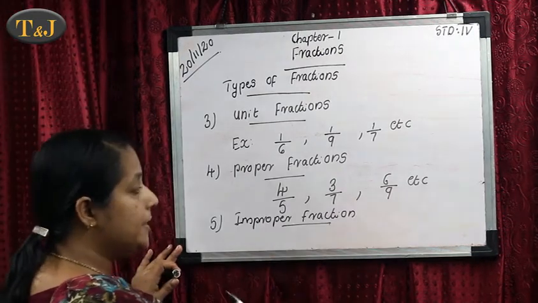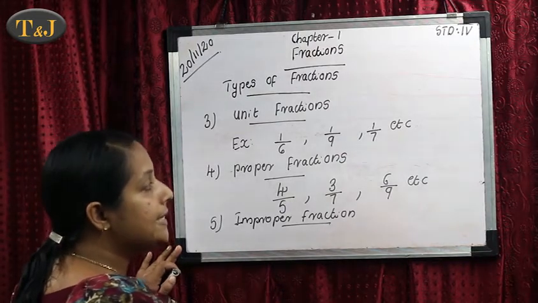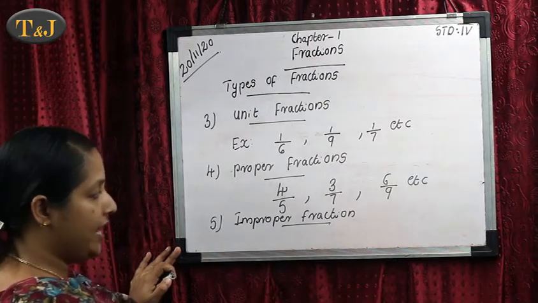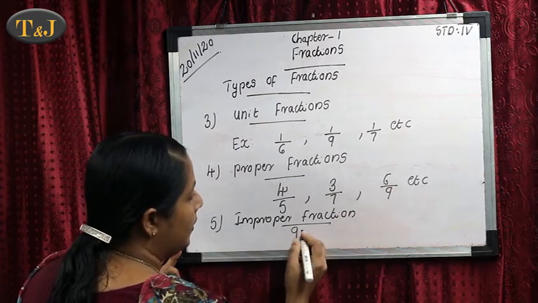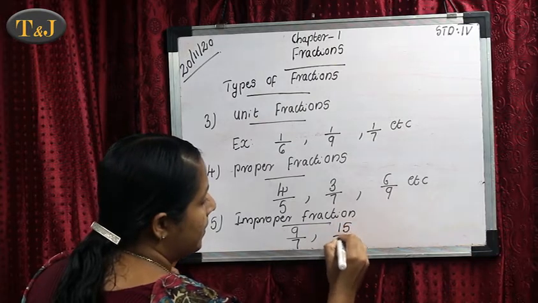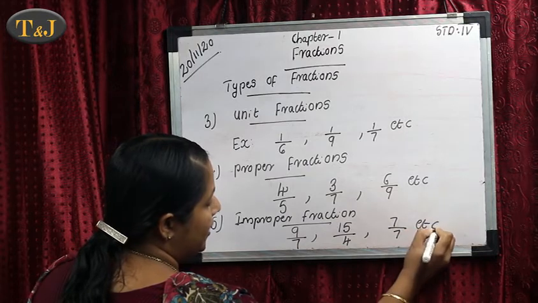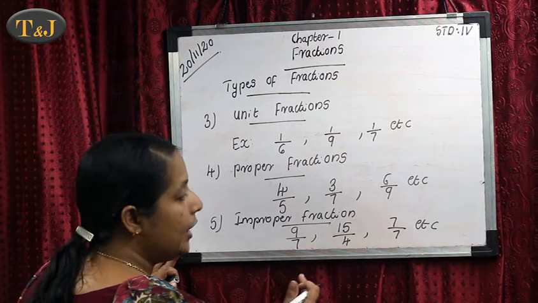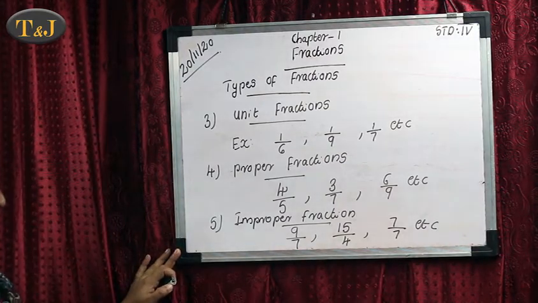Then our next fraction is improper fraction. Improper fraction means that the numerator is greater than or equal to the denominator. That fraction is known as improper fraction. For example, 9 by 7, 15 by 4, 7 by 7, etc. The numerator is greater than or equal to the denominator. That fraction is known as improper fraction.